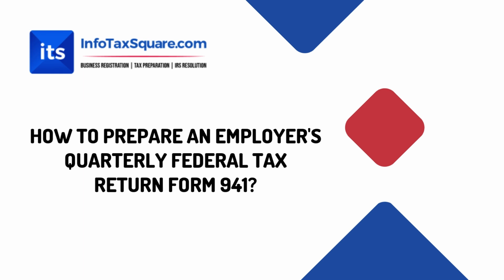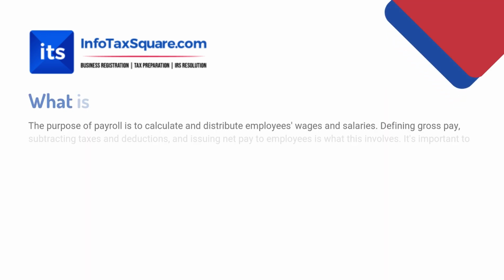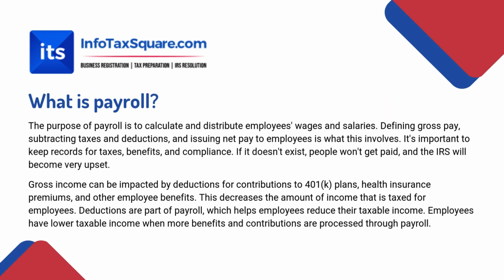I'm going to start with the definition of payroll. What is payroll? The purpose of payroll is to calculate and distribute employees' wages and salaries. Defining gross pay, subtracting taxes and deductions, and issuing net pay to employees is what this involves. It is important to keep records for taxes, benefits, and compliance. If it does not exist, people won't get paid and the IRS will become very upset. As I just mentioned, payroll is a combination of any earned income. So every earned income must be reported in 941.